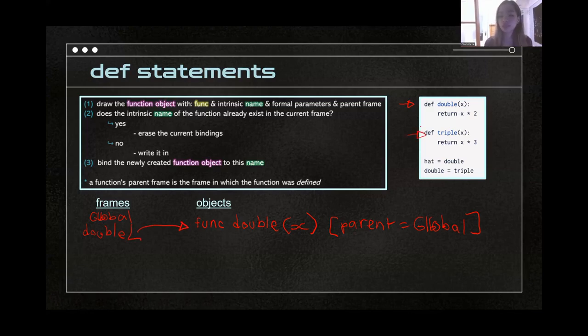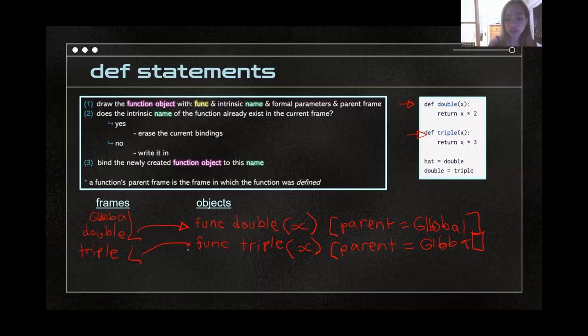For triple, we do the exact same thing. So we have func, this time it's called triple. It has a parameter of x, and the parent is still global. Once again, this intrinsic name doesn't exist in the current frame yet, so then we can write it in and bind the function object to this name.